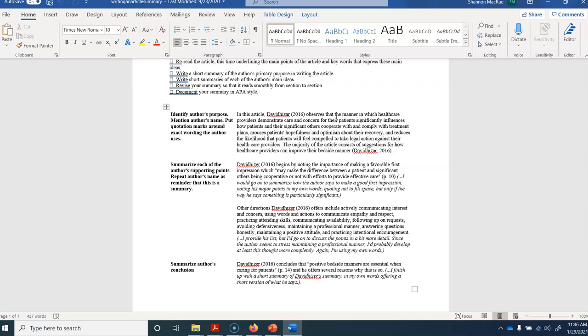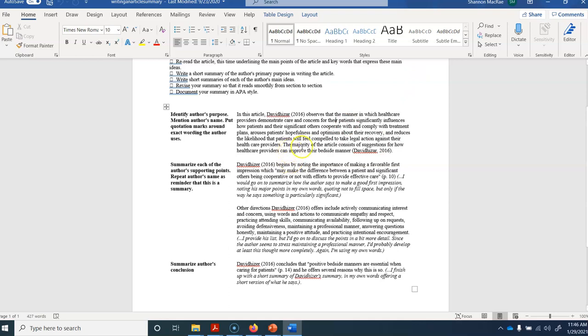You may have only one main thing being done in your article or chapter. You may have several main things being done in your article or chapter. You're going to analyze that, okay? And then as you're writing your summary, you're going to introduce the main point or the main points there, okay?